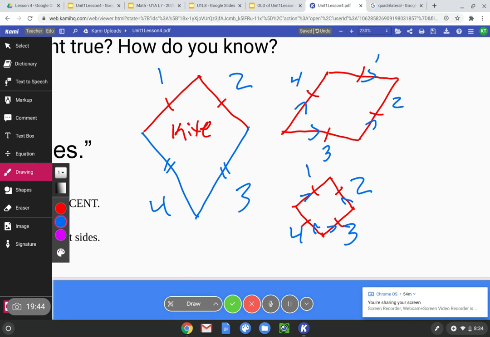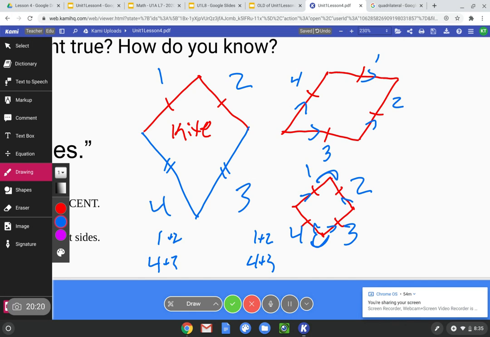Here, I renumbered the kite and the rhombus that way that they're the same. Because you'll notice it goes 1, 2, 3, 4, 1, 2, 3, 4, in a clockwise rotation. So now we can see on the kite, 1 and 2 are adjacent and congruent, and 4 and 3 are adjacent and congruent. Now we're going over to the rhombus. 1 and 2, adjacent and congruent. 4 and 3, adjacent and congruent.